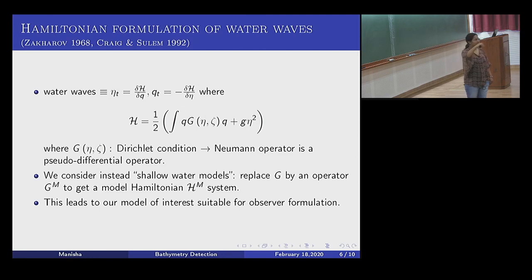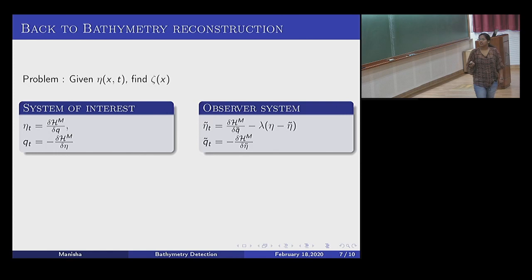There is a systematic way to get this GM, which I can't show here right now because of the time constraints. We can actually get infinitely many such models. Correspondingly, we'll write the Hamiltonian and the Hamiltonian equation. Now our system is suitable for the observer formulation. So let's go and see. This is the system of interest, and we can correspondingly create the observer system.